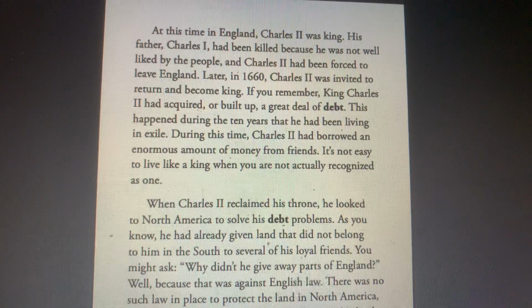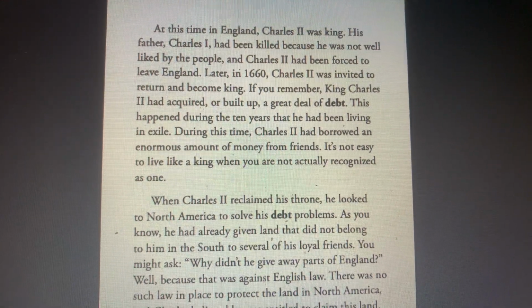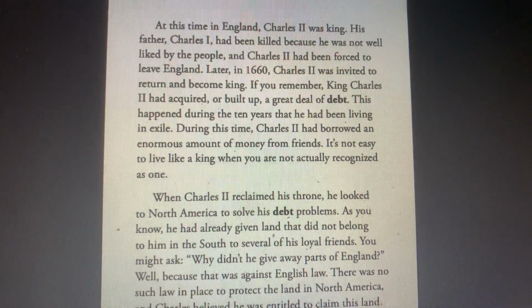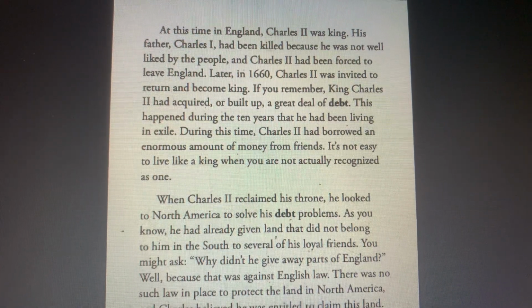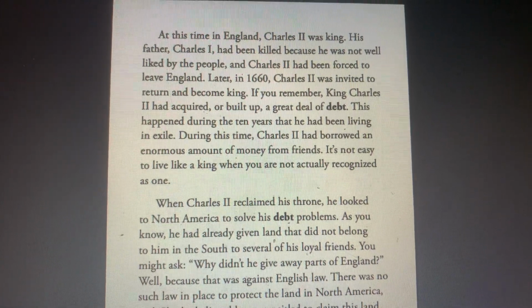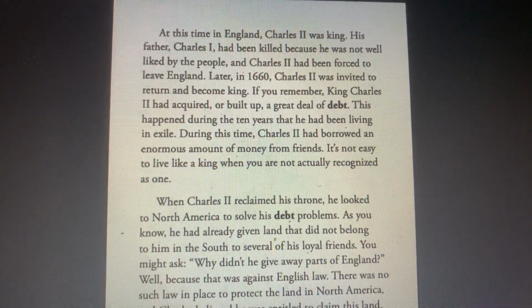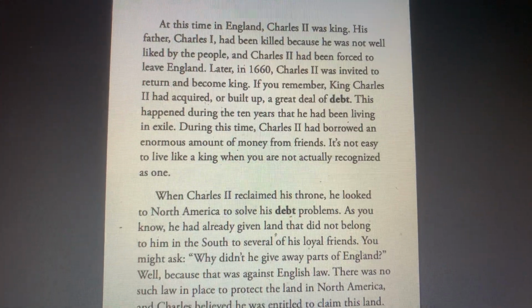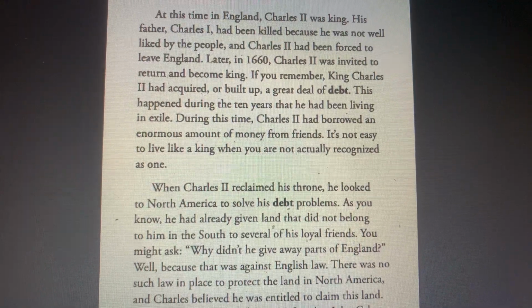At this time in England, Charles II was king. His father Charles I had been killed because he was not well liked by the people, and Charles II had been forced to leave England. Later in 1660, Charles II was invited to return and become king. If you remember, King Charles II had acquired or built up a great deal of debt. This, remember, boys and girls, debt is money that is owed. This happened during the 10 years that he had been living in exile.